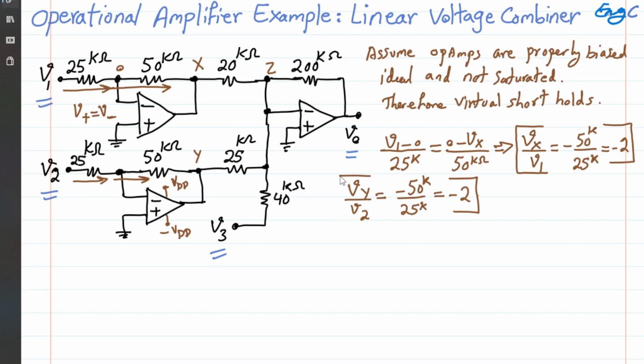Okay. So as a rewrite, you can also say it this way, right? Vy equal to negative 2V2. Okay, now the last thing we have is V3. So in this scenario, V3 is just getting connected to this node, and we are using superposition.